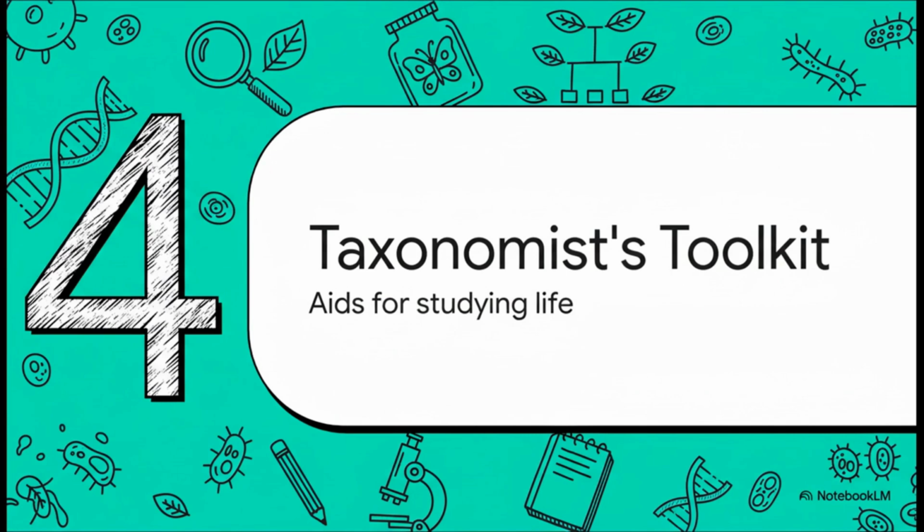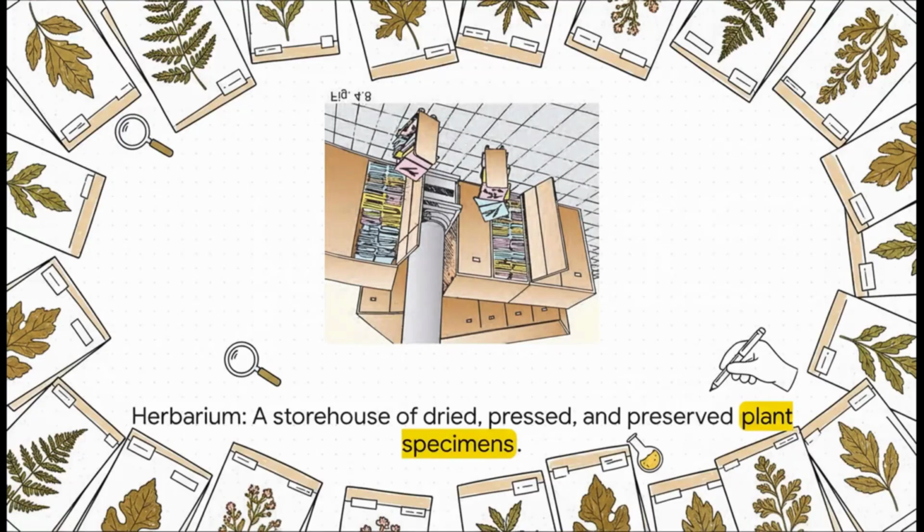Okay, so we've got the theory down. We understand the structure of classification. But how do biologists actually do this in the real world? Well, they have a set of practical tools and resources, and we call them taxonomical aids. Let's open up the toolkit. First up, we have the Herbarium, and really it's like a library for plants, but instead of books on shelves, you have sheets with dried, pressed plant specimens.